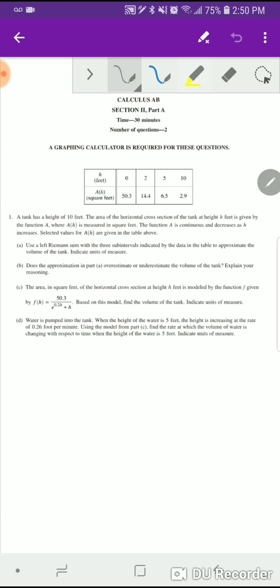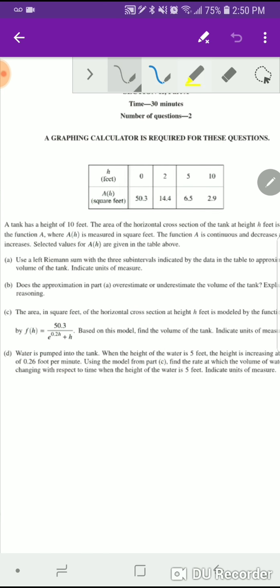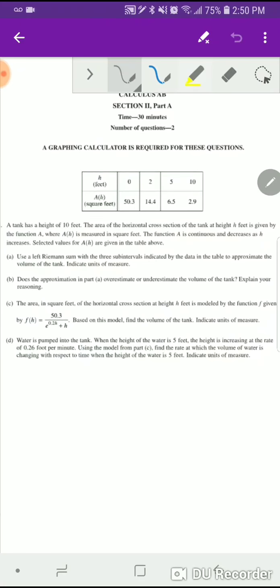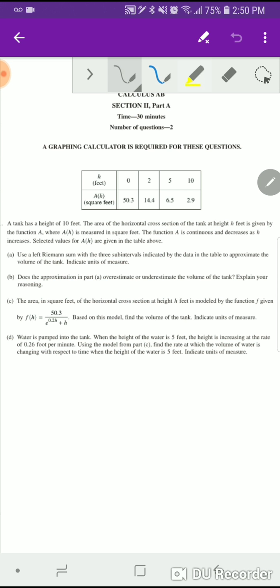When you read this problem, they give you some data: the height of a tank and the area of the tank. It tells you in the first part that the tank height is 10 feet, and those are the data points given across the first row. The area of the horizontal cross-section of the tank at height h feet is given by the function A, where A of h is measured in square feet.